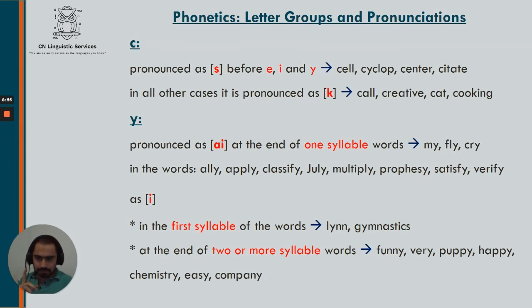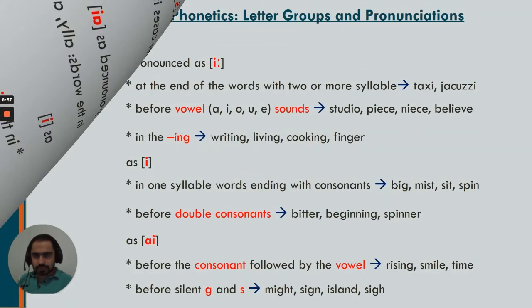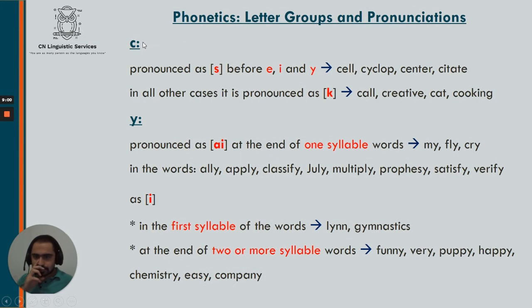The next one is letter C. Here we have only one rule that you need to remember: if C comes before E, I, and Y, we pronounce it as S, the sound S, like in the examples: cell, cyclops, center, and cite.